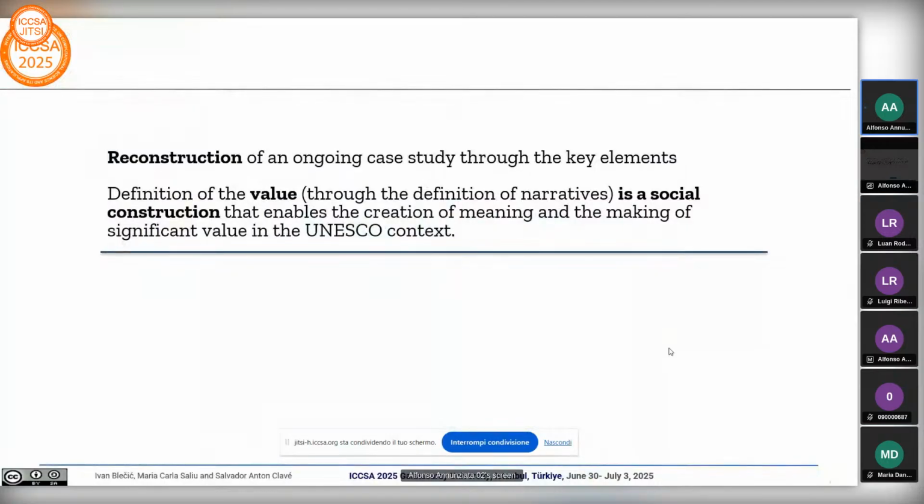So in conclusion, we can say that this reconstruction of this case study through the different key elements allows us to say that the definition of the value, which we saw through the different narratives in different moments of the process, is a social construction made by the involvement of different agents in different moments, with different narratives and with different requirements to fulfill. And this construction is the one that enables the creation of meaning and the making of significant value in the UNESCO context.